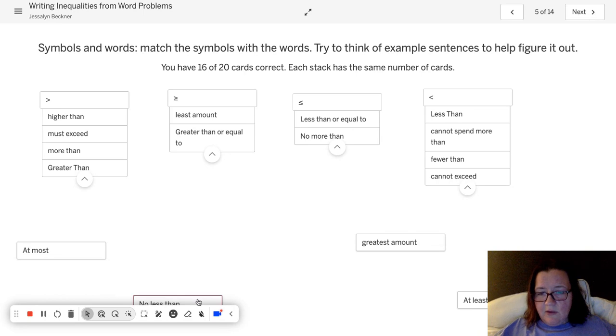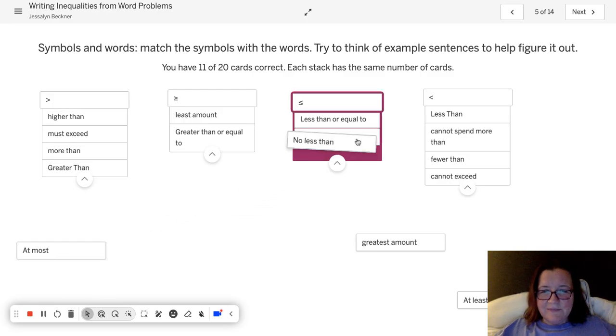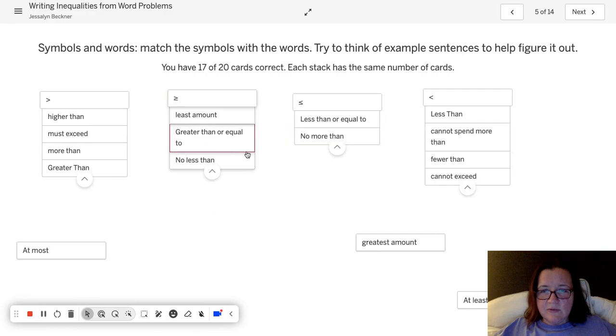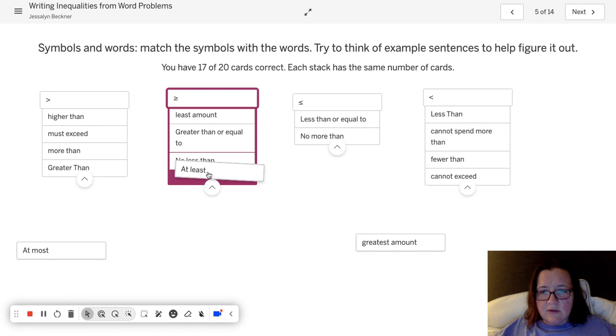All right, no less than, must be greater than. Miss Jessie's having a hard time with this. No less than. Greater than or equal to. Perfect. At least means you could have more, but you couldn't have less. Greater than or equal to.